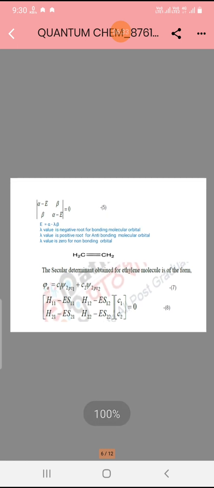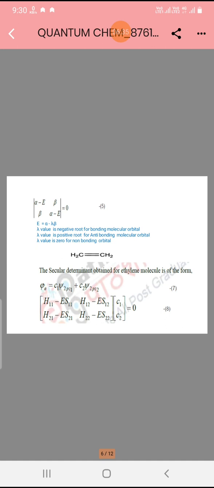This molecule contains two carbon atoms. So we write the secular determinant into a two-column, two-row system. First we write the combination of the secular determinant obtained for the ethylene molecule, in the form of the molecular orbital wave function psi equal to C1 psi 2pz1 and C2 psi 2pz2 orbitals.